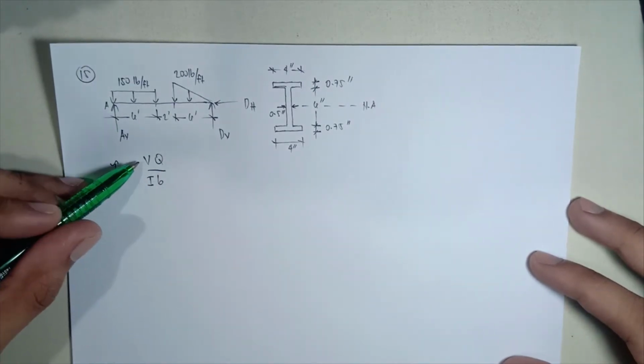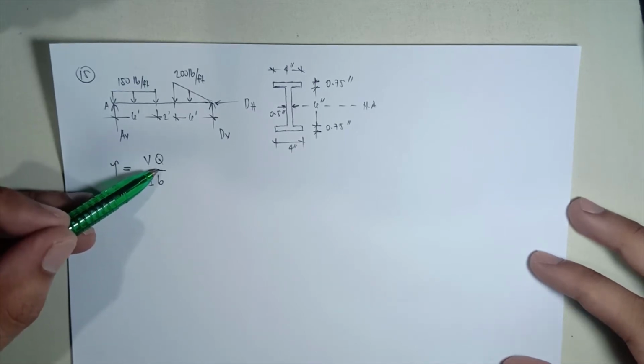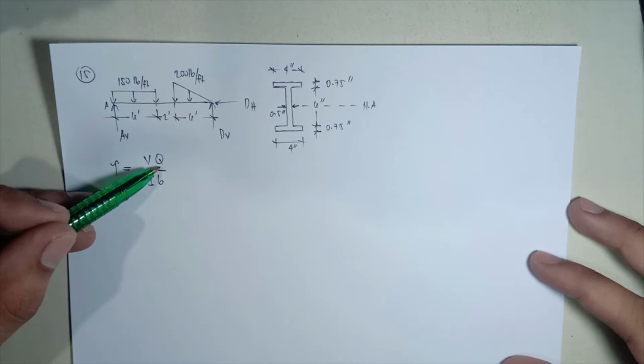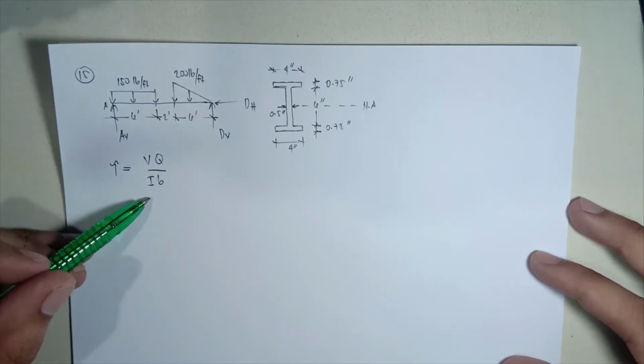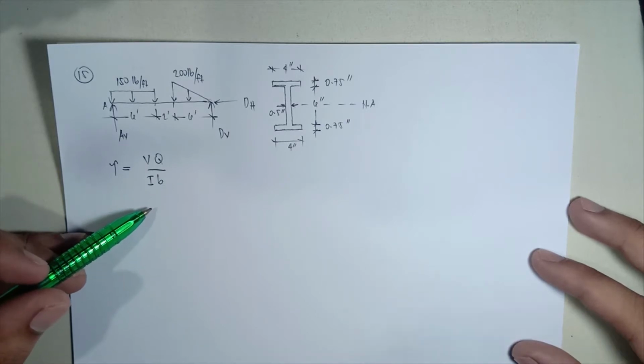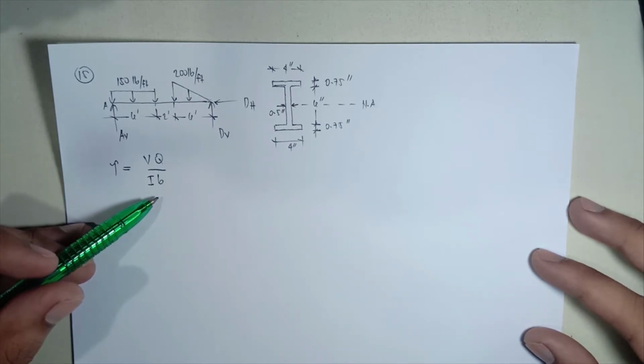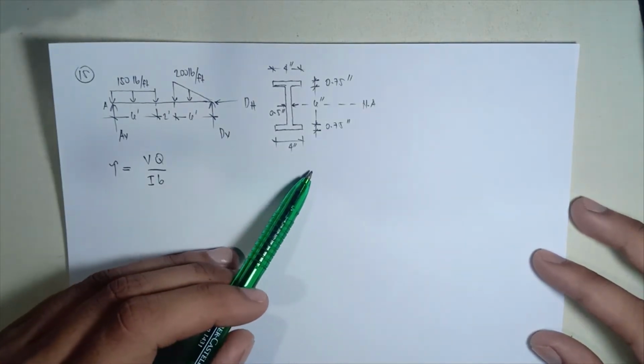tau equals VQ over IB, where V is the shear force, Q is the first moment of an area above or below the neutral axis, I is the moment of inertia of the entire cross-sectional area calculated from the neutral axis. B is the width of the member's cross-sectional area measured at the point where the shear stress is to be determined. Tapos, this is the cross-sectional area of the beam.